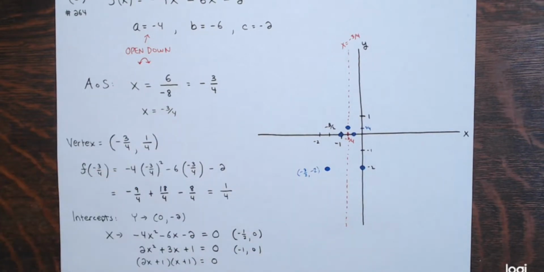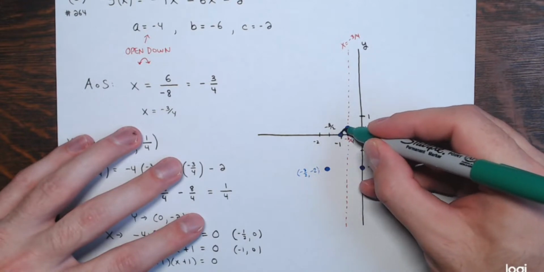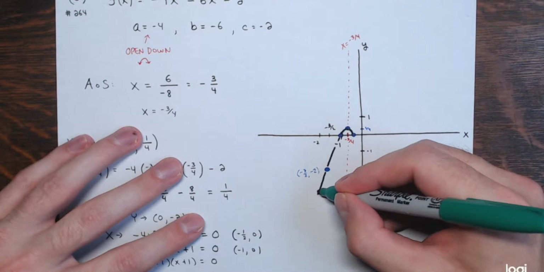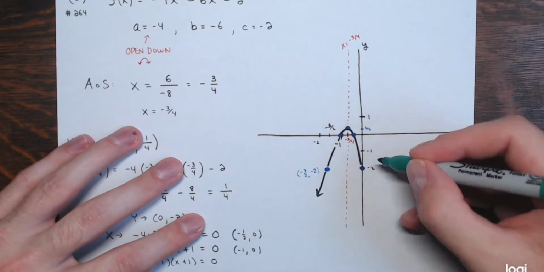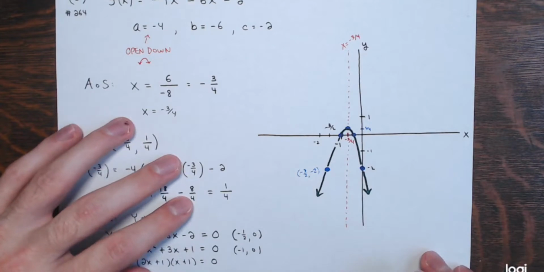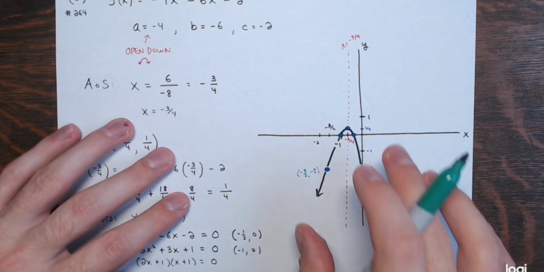Alright, now that I've got all these points, I can make a rough sketch of the graph. Here we go. And again, just make sure it's not pointy at the vertex. Going through all these points and trying my best to make sure both sides are symmetrical around the line x equals -3/4. And there we go. Alright, a rough drawing of our parabola.